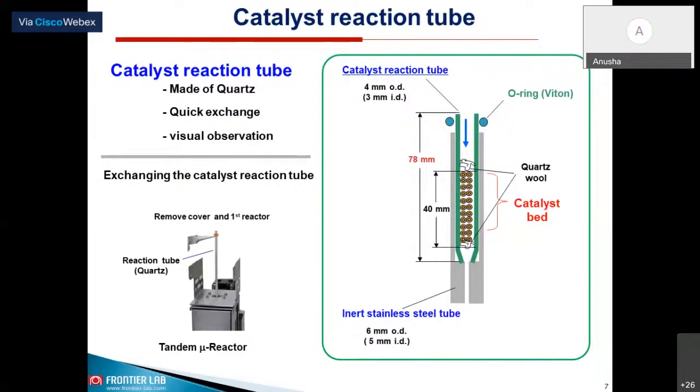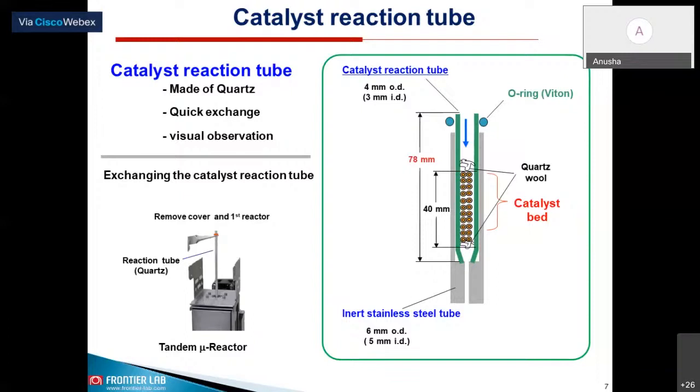So this is how to exchange the tube. You can see the left side column showing the exchange of the catalyst reaction tube. It's a very simple process. Just remove the cover of the first reactor, slowly remove the catalyst tube, and replace your catalyst with whatever catalyst you require. Then place it into the second reactor again and close it. It's not a tough process.